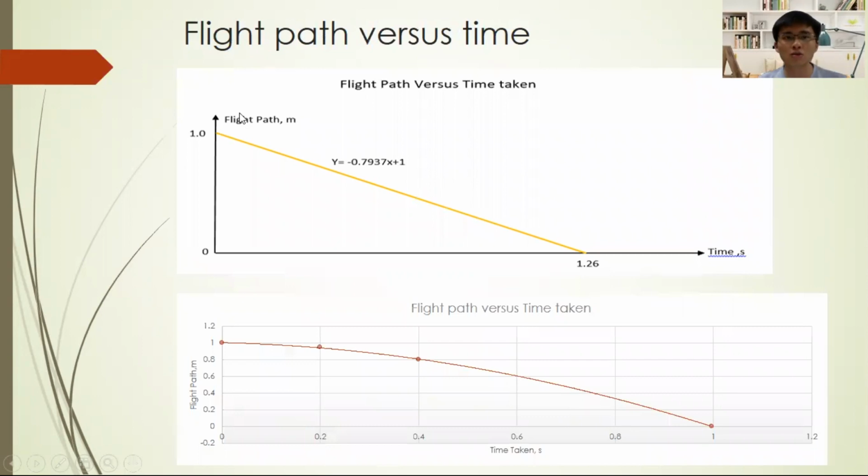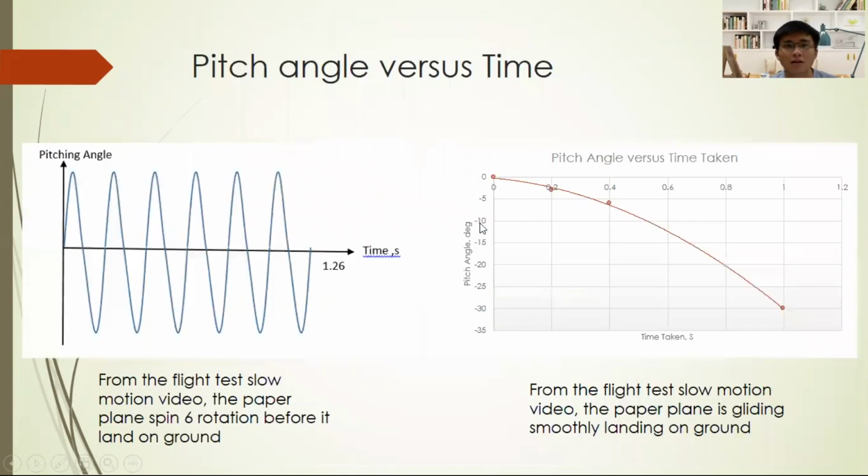After that, I did the flight path versus time. The top one is the paper plane without any weight. I get the flight path like this, and the below diagram is the paper plane with the weight. So this one has a smooth curve, and the top one is like a linear graph. After that, I did my pitch angle versus time.